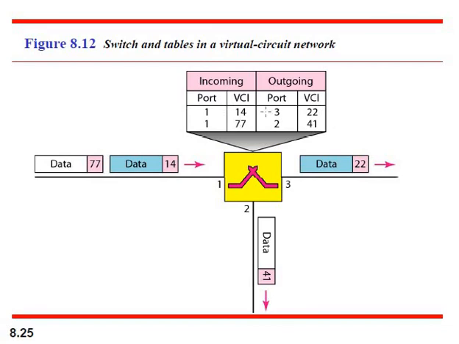Now this packet is going out from port number 3 and its number will be 22. This number will be assigned by the different switches, so we will see this in the next subtopic. And in the same way the packet with VCI 77 will go out from port number 2 and its VCI will be 41. Now let us see how this numbering of VCI will be done.